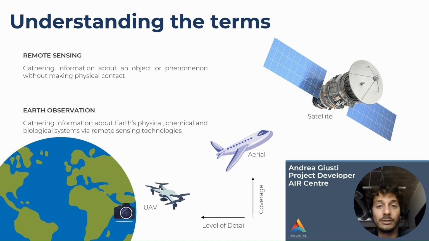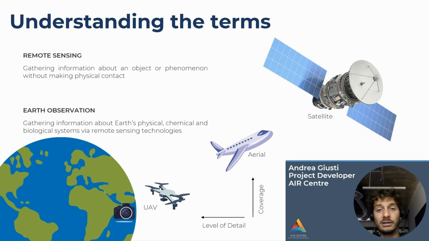Therefore, we can say that Earth observation, or shortly EO, is the process of acquiring observations of Earth's surface and atmosphere through a remote sensing instrument, which commonly results in digital imagery that I believe you're all familiar with.